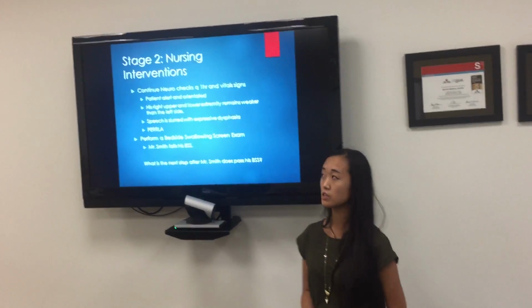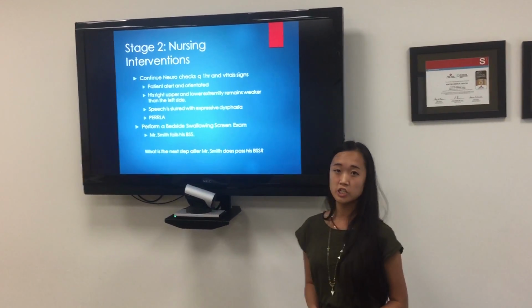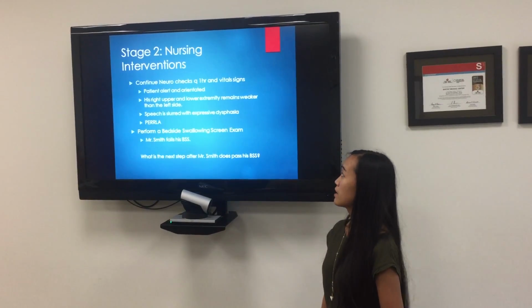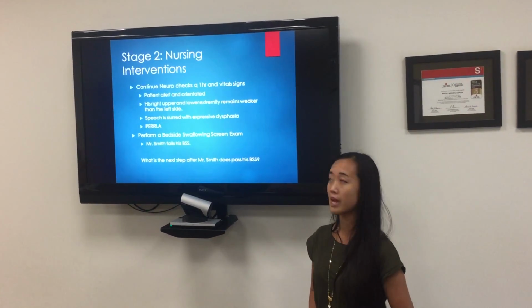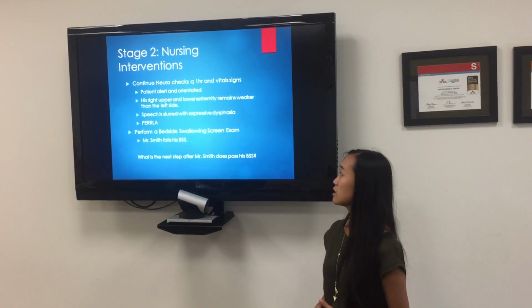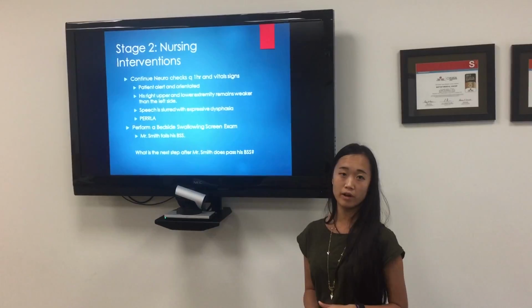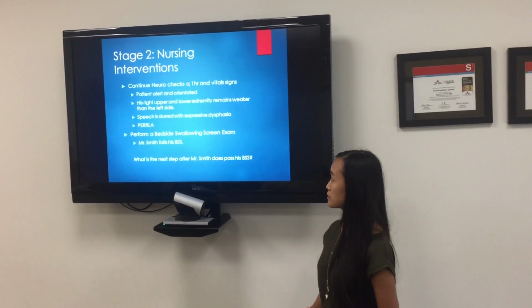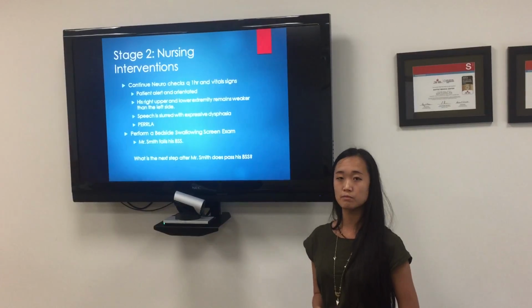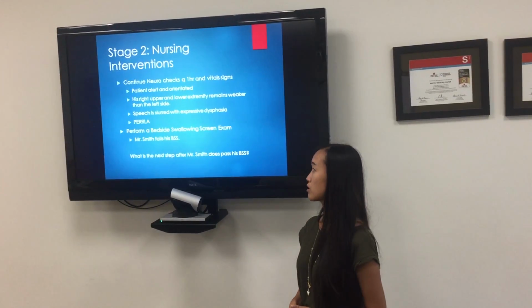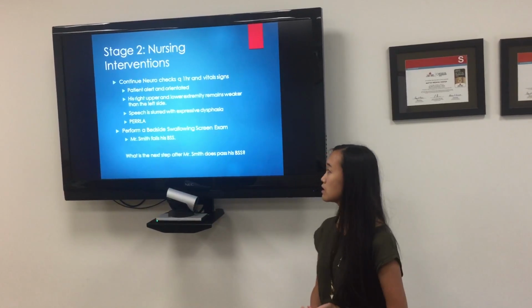For the nursing interventions, we have to continue, like I said, checking the neuro assessments because the patient could have a change anytime, and continue checking the vital signs every hour. So Mr. Smith is still alert and oriented. He still has his right upper and lower extremity weakness compared to his left side, and his speech is still slurred, and he still has some expressive dysphagia, and his pupils are equal, round and reactive to light.